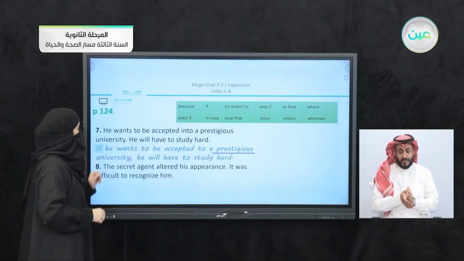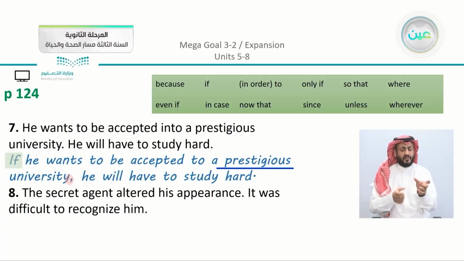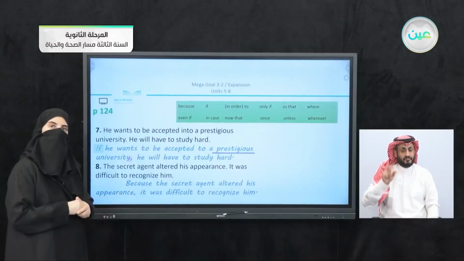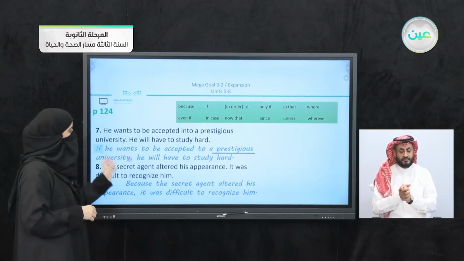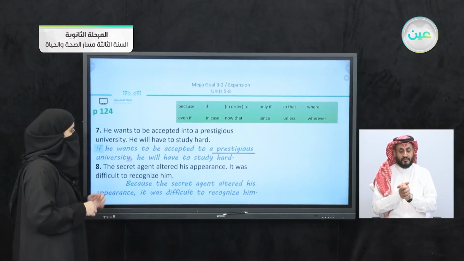Now we have number 8. The secret agent altered his appearance. It was difficult to recognize him. Now we have here something about changing their appearance, and we have the reason. Now we can say that there is a reason or a purpose. So the sentence that we can come up with is, because the secret agent altered his appearance, it was difficult to recognize him.